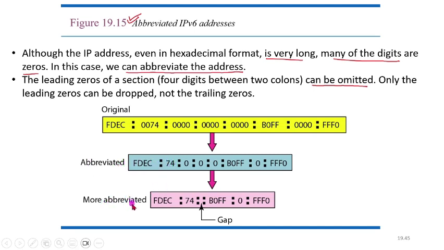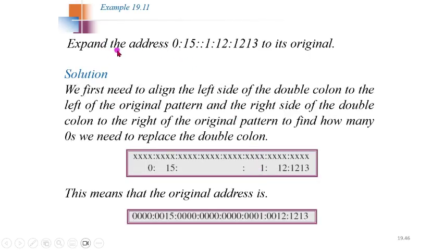Next, it is further abbreviated: whenever more than one section has continuous zeros, they will be combined and omitted, and represented by two colons, basically continuous colons without any number. So this is how it will be represented in terms of abbreviations, with respect to the number of zeros available. Here an example is given.